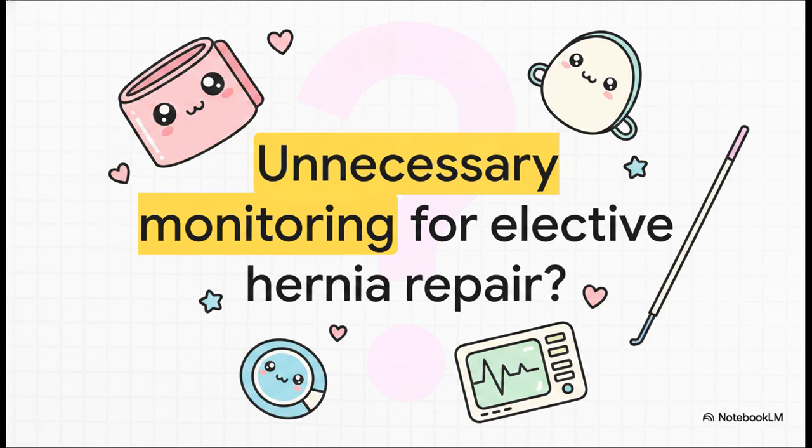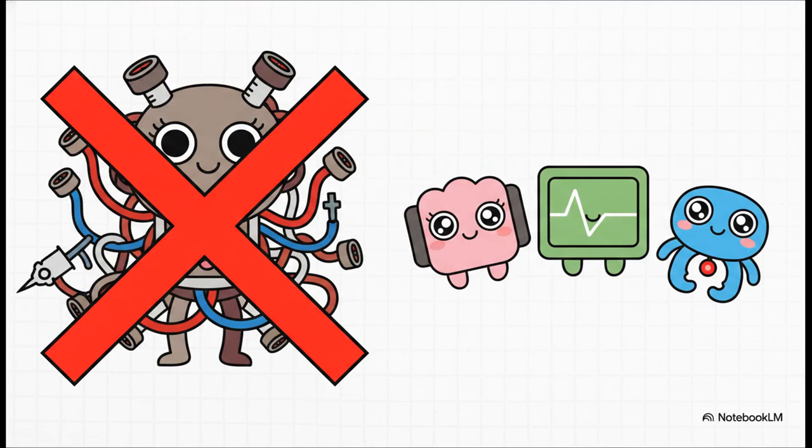Question 49. Which of the following is an unnecessary intervention for monitoring and care during elective repair of a bilateral inguinal hernia? Blood pressure measurement, radial pulse measurement, ECG monitoring, central venous line placement, or oxygen saturation measurement? Correct answer is D, central venous line placement.